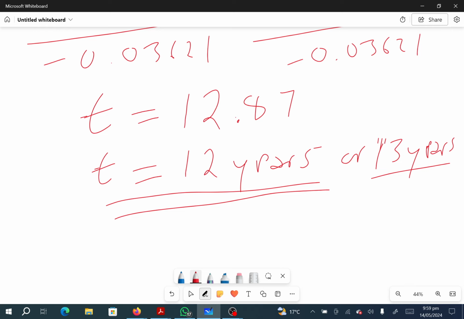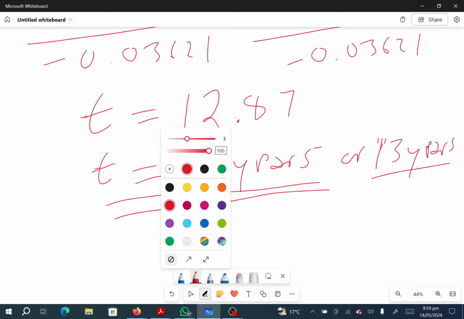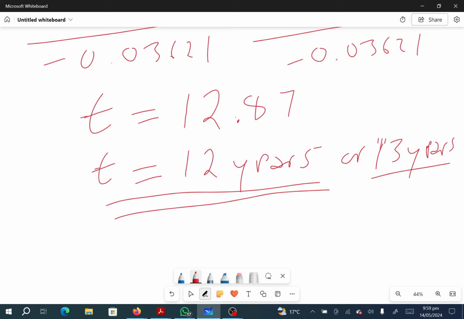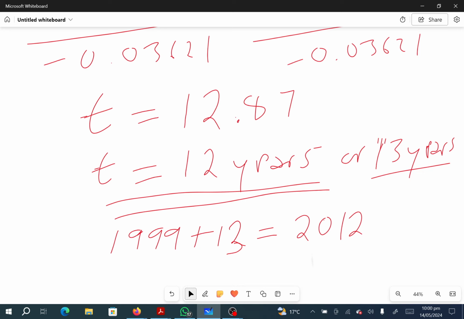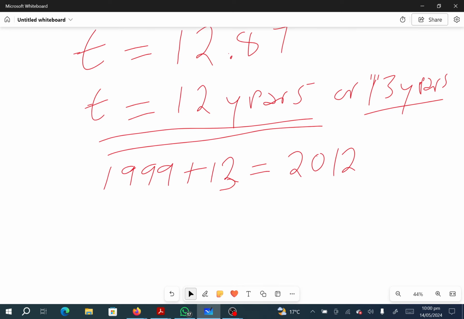2012. For us to know the year, this machine was bought in 1999. Plus 13 years, this comes to 2012. So approximately at the end of the 13th year, which corresponds to 2012.